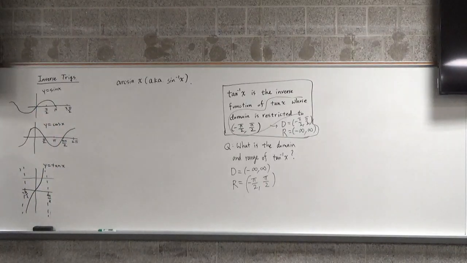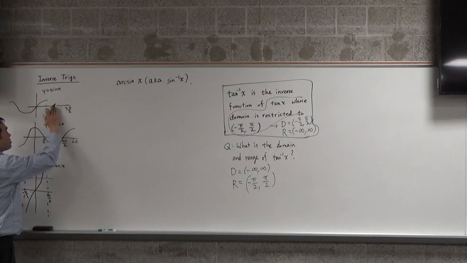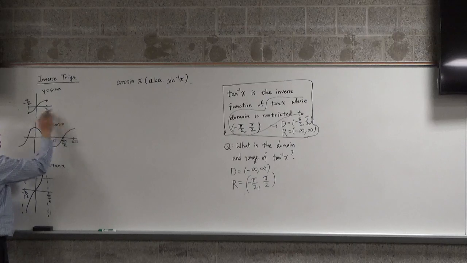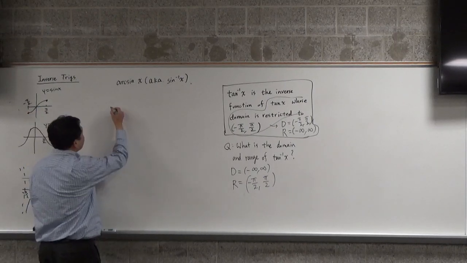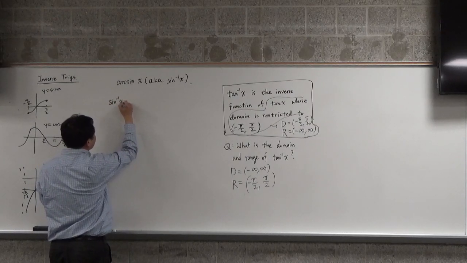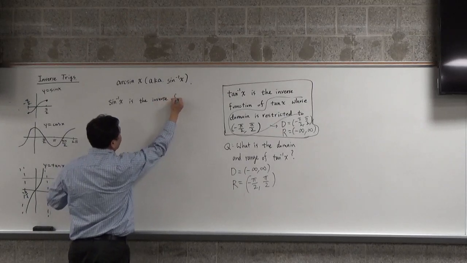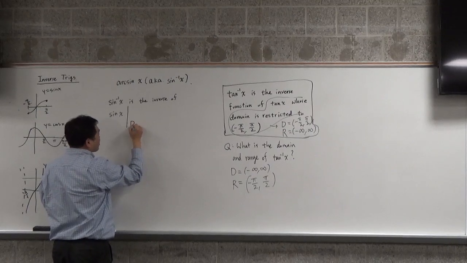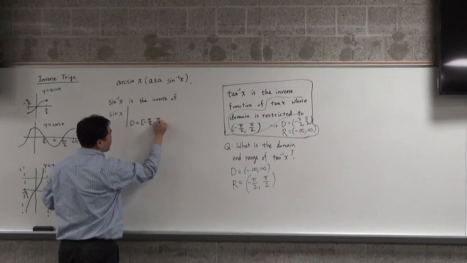Yes? Would you do negative pi over 2 to pi over 2? That is correct. So what you do is you go from negative pi over 2 to pi over 2. And if you restrict the graph like this, then it passes the horizontal line test. And therefore, we can say that sine inverse of x is the inverse of sine of x restricted to the domain from negative pi over 2 to pi over 2.